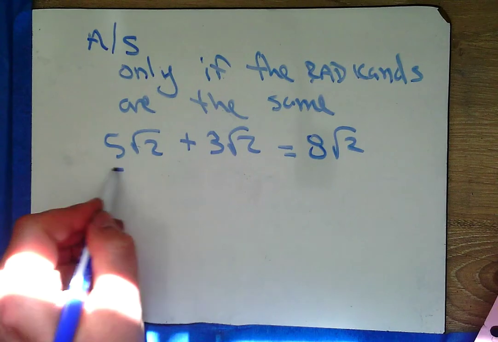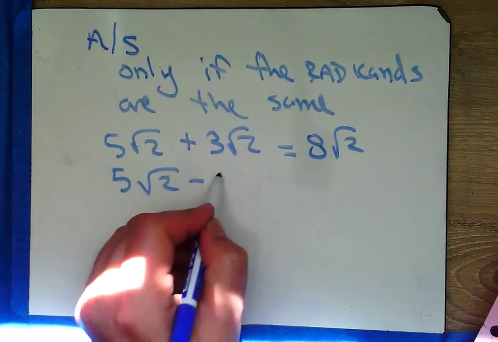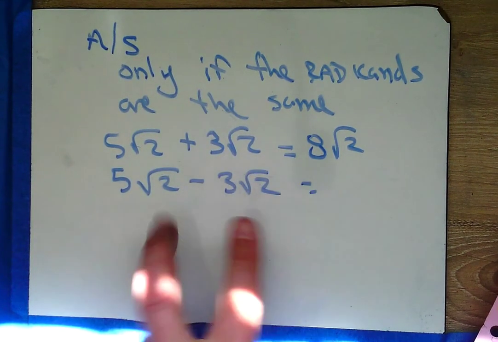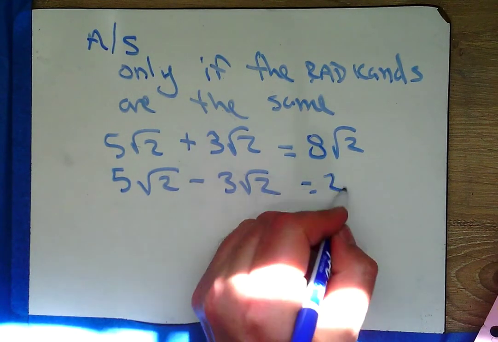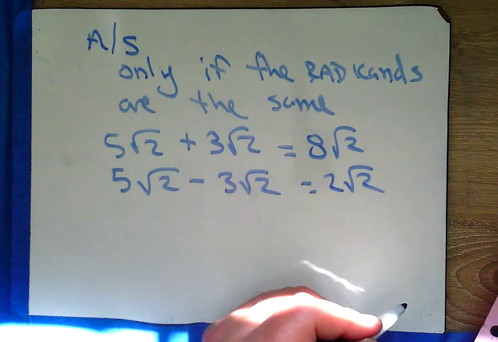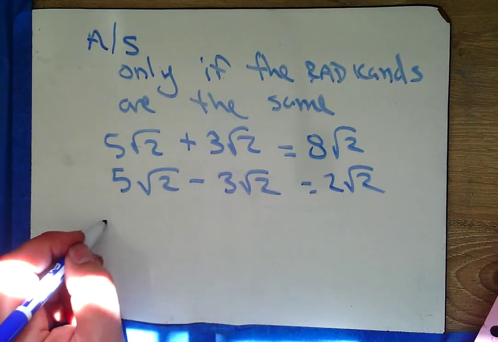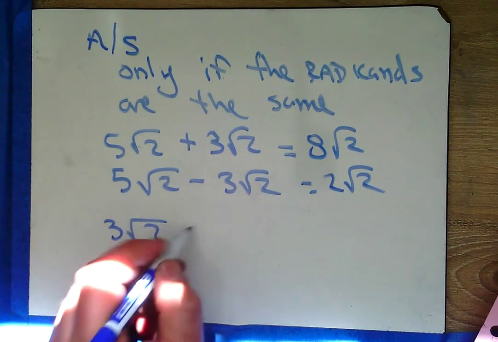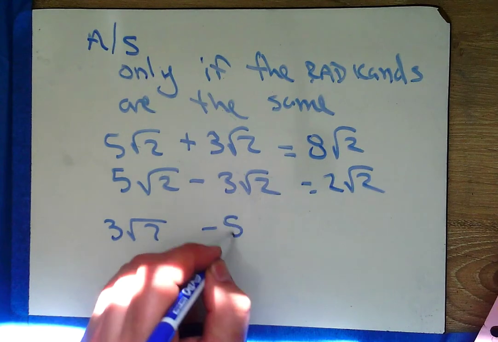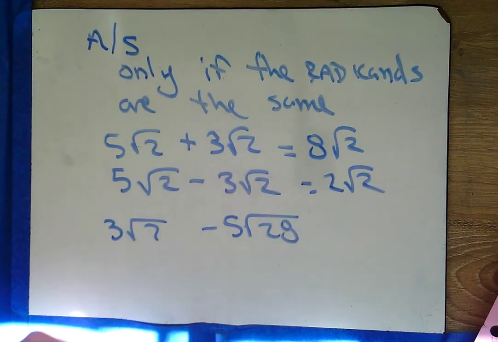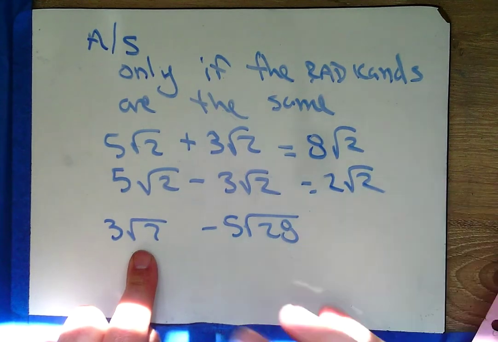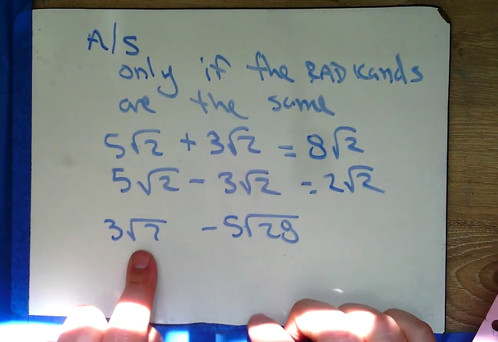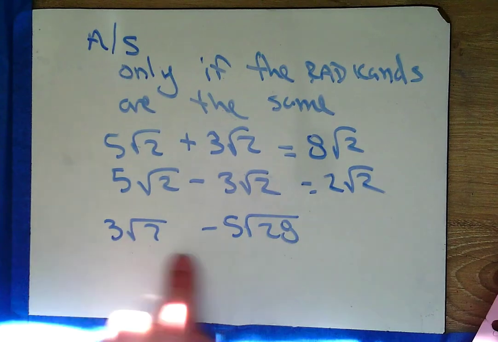Same thing with subtraction. The radicands are the same, so 5 of them minus 3 of them gives me 2 of them. Okay, well what happens if I have a situation like 3 root 7 minus 5 root 28? The radicands aren't the same. Do I just write can't subtract? Well, let's pursue this a little more.